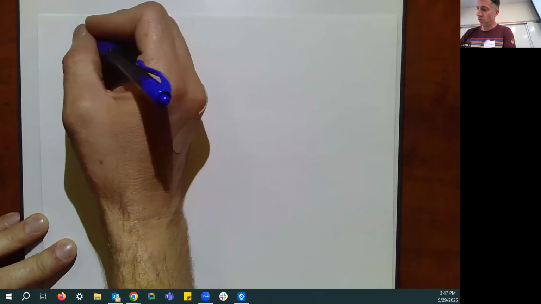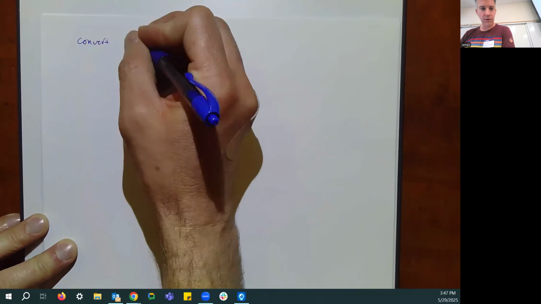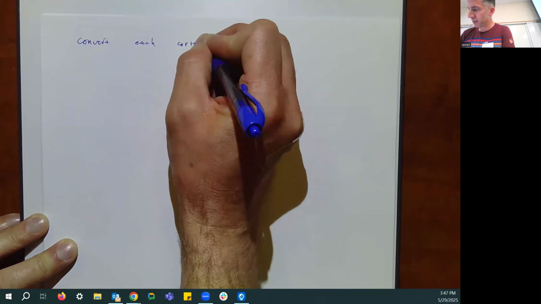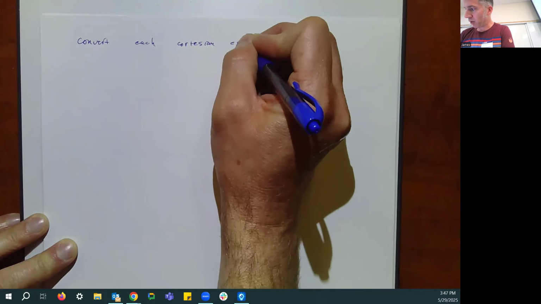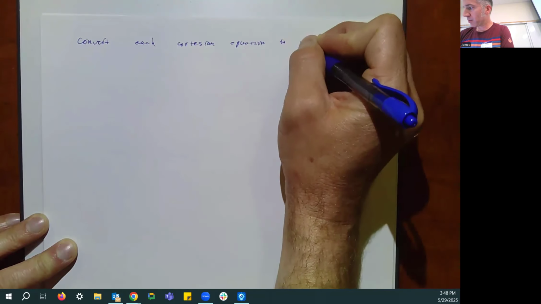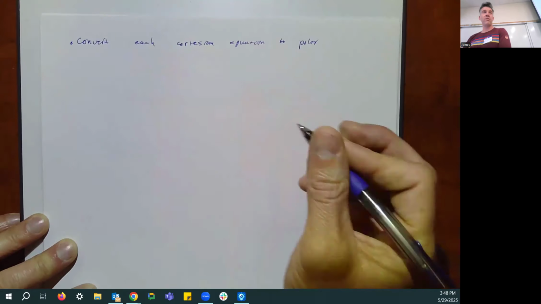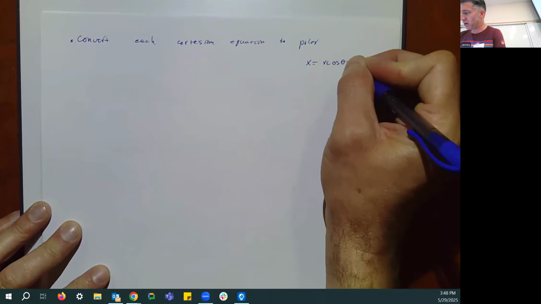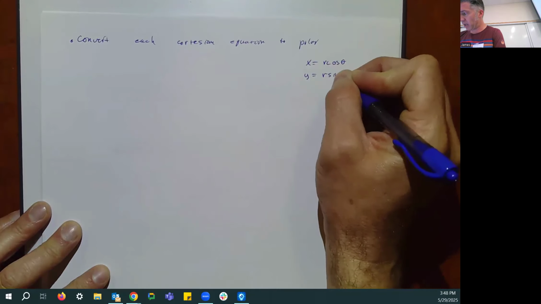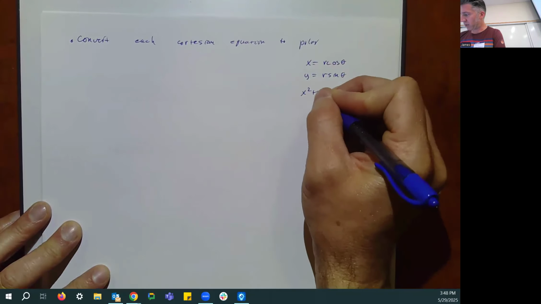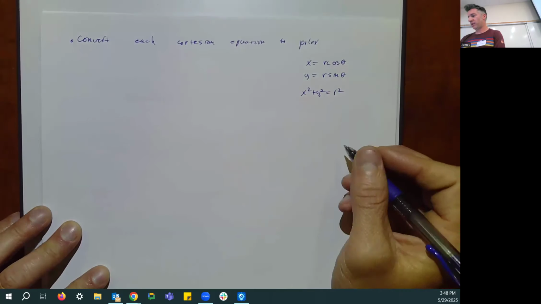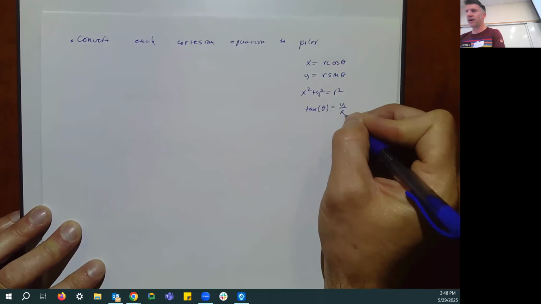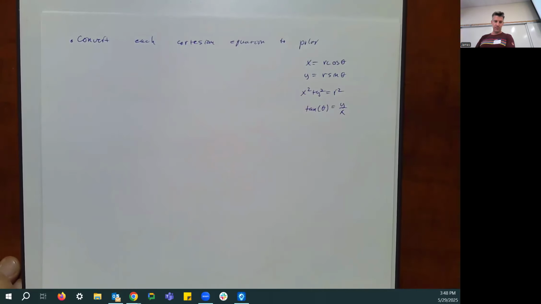So let's convert each Cartesian equation to polar. This is where it's going to be really important to remember those relationships. x is equal to r cosine theta, y is equal to r sine theta, and x squared plus y squared is equal to r squared. And I would really write it this way: tangent of theta is y over x. I don't think it's any more useful to remember it the other way.